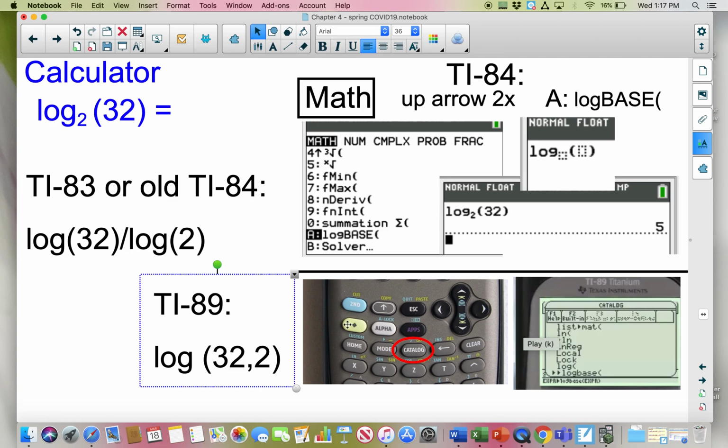While I'm on it, 89s, if you do diamond 7, some of you have a hidden log button. So if you remember that, that's great. It saves you from going to your catalog. So I will let you play around with that depending on your calculator model.